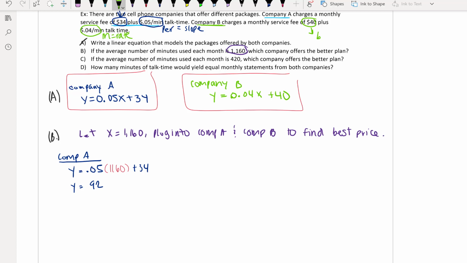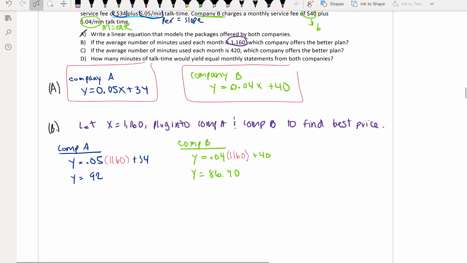Now I'm going to do the same thing for company B. I'm going to plug it in. So y is equal to 0.04, and my x value here is 1160, and I have plus 40. So when I plug that into my calculator and figure it out, I'm going to get 86.40. Don't forget, it specifically says which company offers a better plan.